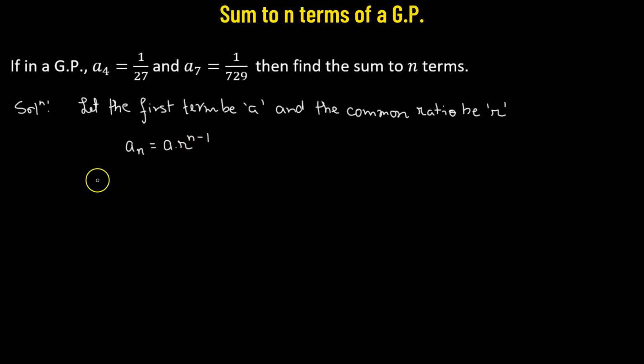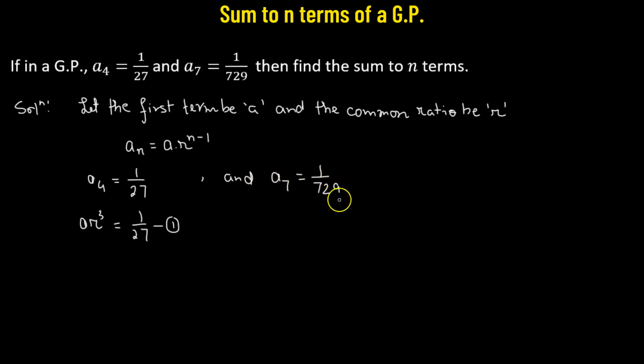So using this, the fourth term, which is already given as 1 over 27, will be ar cubed equals 1 over 27. Let's label this as equation number 1. And it's also given that the seventh term has a value of 1 over 729. That means ar raised to the power of 6 equals 1 over 729. Let this be equation number 2.